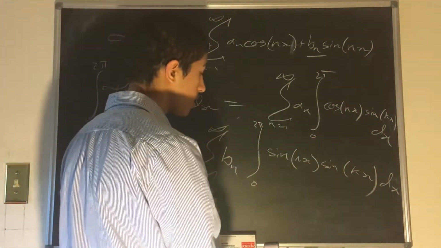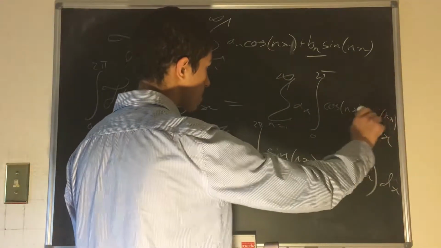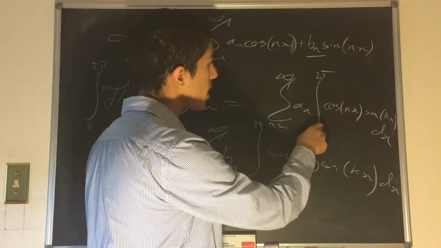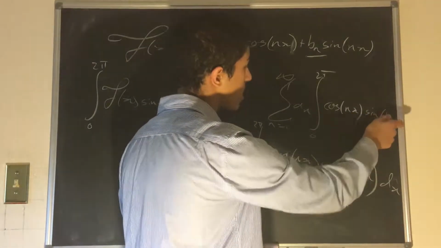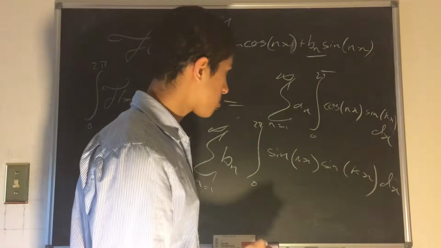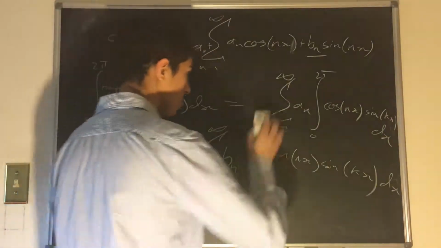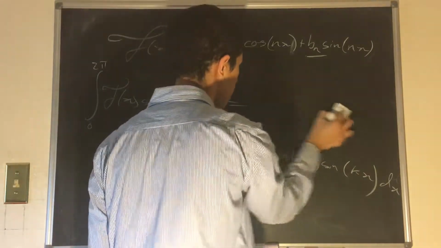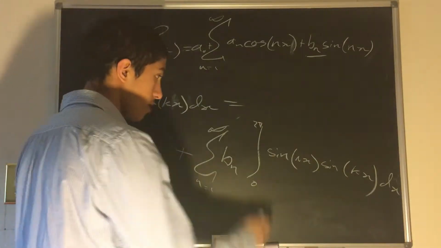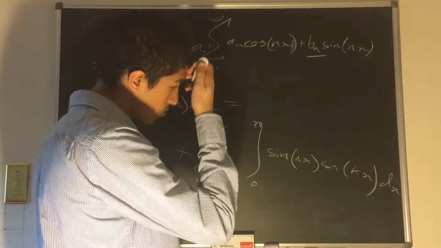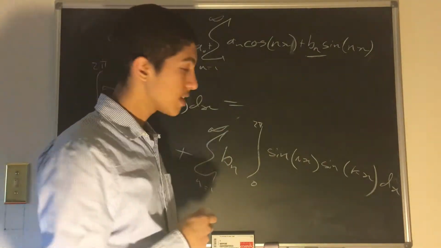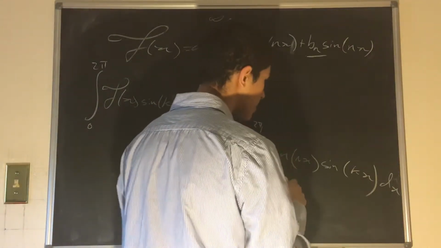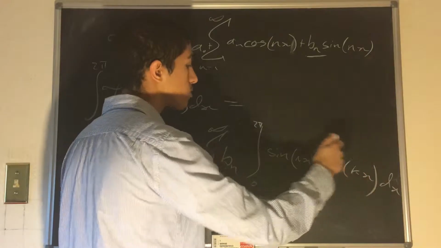So let's begin by evaluating this integral. So yes, the integral from 0 to 2 pi of cosine nx times sine kx dx also tends to 0, and we've discussed that before, so this one gets cancelled out. It tends to 0 everywhere. And this integral, the integral from 0 to 2 pi of sine nx sine kx, tends to 0 almost everywhere, except for the case when n is equal to k.